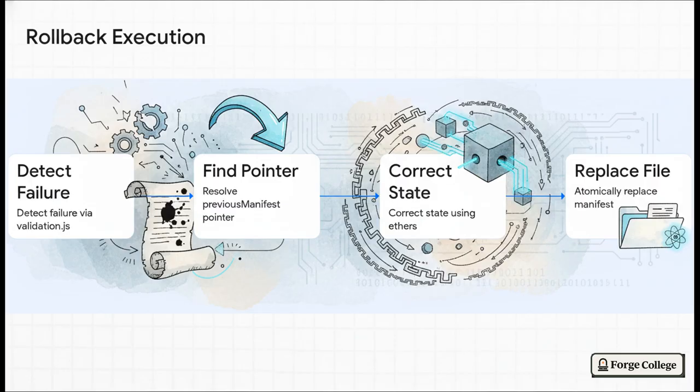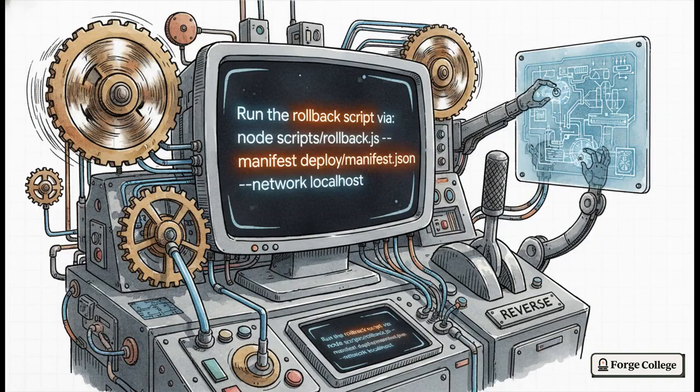We use Hardhat ethers to interact with the blockchain and physically correct the on-chain state, carefully restoring our mapping keys to their proper values. And finally, step 4, we atomically replace the manifest file on our local machine. To actually trigger all of that magic, you just need one simple terminal command. Node scripts/rollback.js --manifest deploy/manifest.js --network localhost.